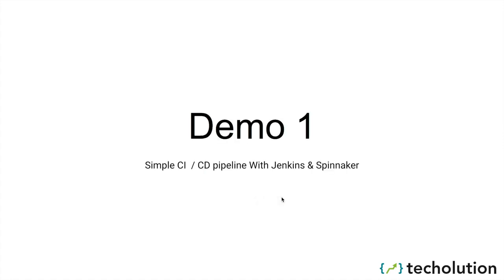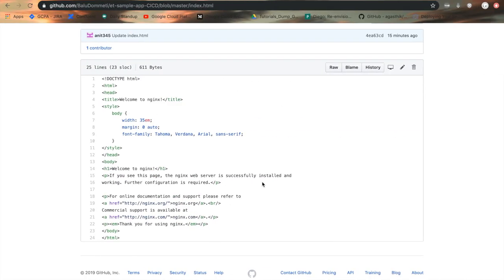So let's begin with the demo. The first step for the demo is we'll go through a walkthrough of the existing infrastructure that we have in place, and then we'll make a Git commit.